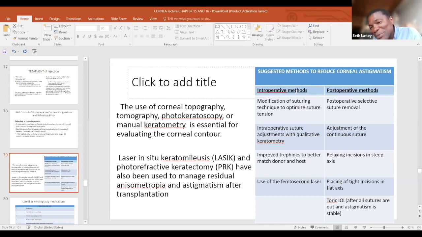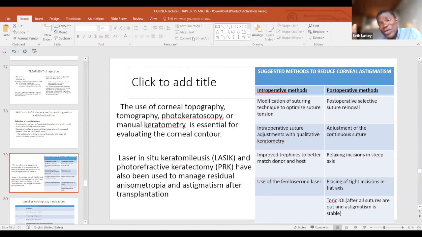Of course, you can use femtosecond lasers to help, but most of us don't have access to it. Trephination should also be perfect. If your trephination is not good and it's tilted, then you have a cornea that is not looking very good. But then, when you're done, then you are done, and you have an astigmatism that is already there. And so there are various things that you can do.